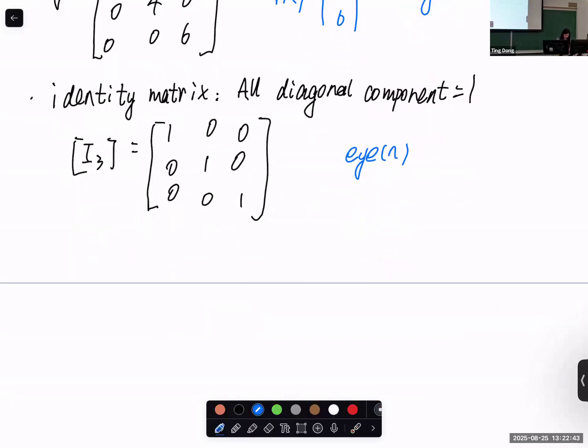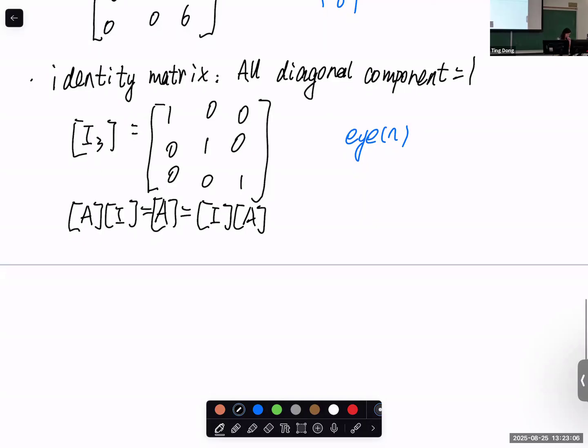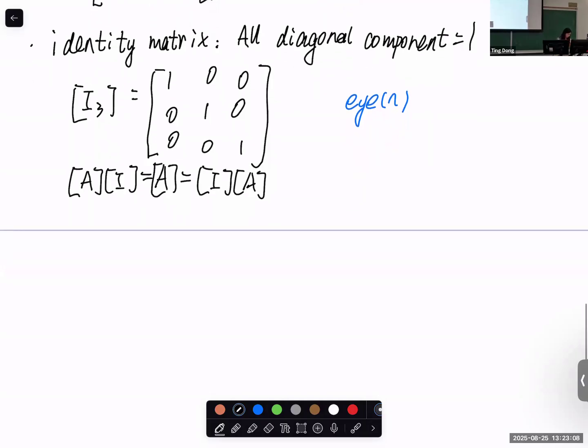And of course, as I said, in matrix operations it functions as one. We can say that I times A equals A times I equals A. The dimension is the same, of course.